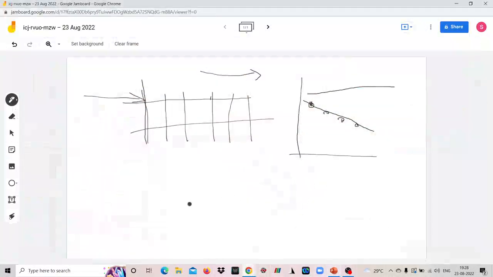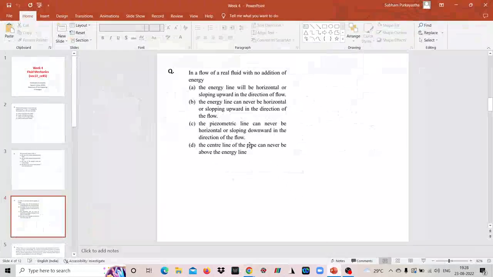Sloping upward in the direction of flow means, if this is the flow direction, this line will be something like this. What does it mean? It means that along the flow direction, the total energy is increasing. That is not possible. So the energy line can never be horizontal or sloping upward. So option B is a possible option, but let us explore the other options as well.